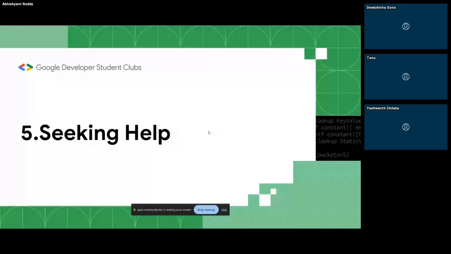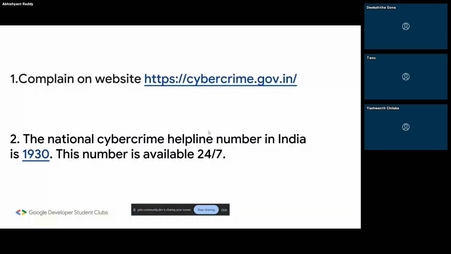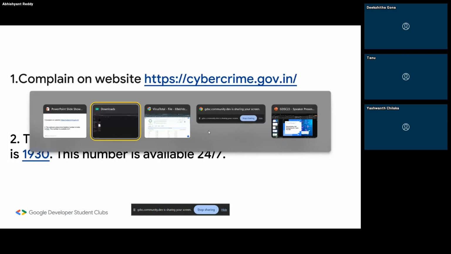Okay, so that was about how you can avoid it. Sometimes knowingly or unknowingly you might be a victim of cybercrime, so it is important that you seek help. Two legit sources of seeking help: one is a government website, cybercrime.gov.in. I'll just walk you through that website.